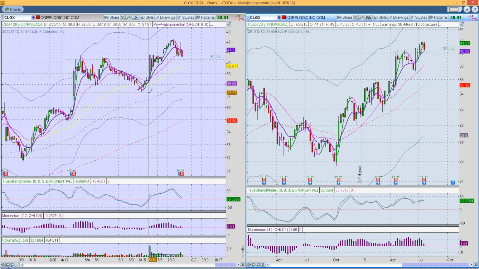You've got here from 37, and I'm rounding the numbers. So from 37 to 40 is $3. So that would be, if you break out above $40.75, give it another $2.50 to $3, which would put you up at your measured target for the potential trade.